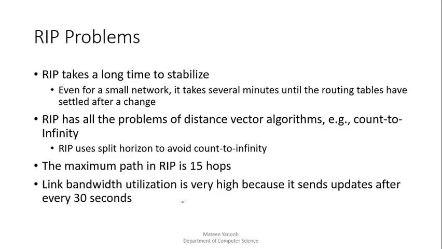There is another major problem in RIP: it works on a maximum of 15 hops. If the hops increase to 16, then it doesn't work. It basically counts the 16th hop as infinity. Also, the link bandwidth utilization is very high because every router sends updates every 30 seconds. So your network will become congested if the number of routers is increased.